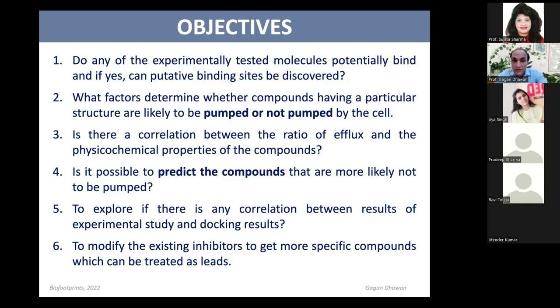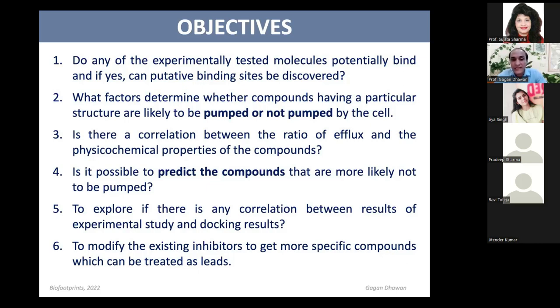And then when you have done up to this much, you see, is it possible to predict the compounds that are more likely not to be pumped? Our aim kya hai? Hum chahte hain hamare jo compounds hum banaye wo pumped out na ho, cell ke andar jaye aur apna kaam kare. This is our aim. So you have to explore if there is any correlation between the results of the experimental study and the virtual simulation studies which we have done.